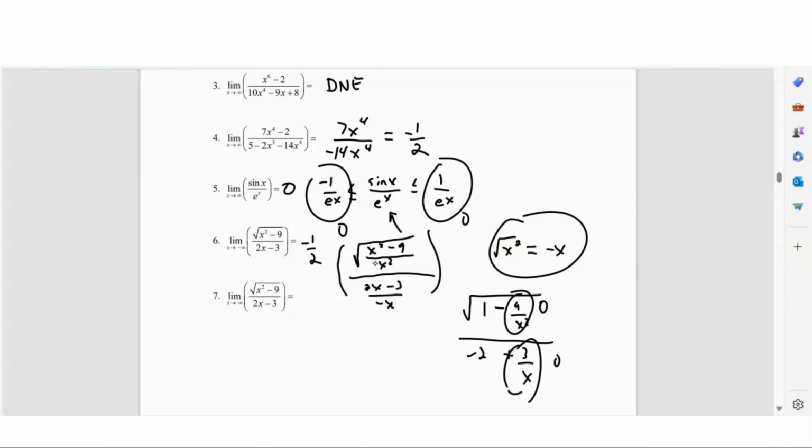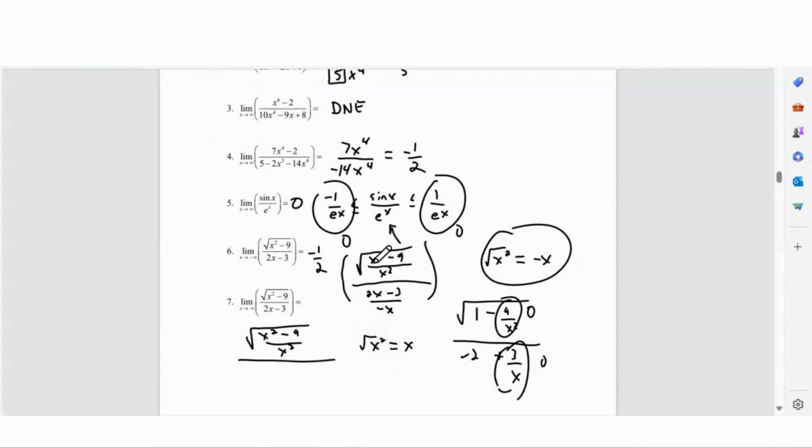And number 7 is going to work similar to that. The only difference is now we're going to positive infinity, so the square root of x squared as we're going to positive infinity equals x. So we're going to divide the top by x squared, and we're going to divide the bottom by x. And doing the same thing we did in number 6, in this case here, we're going to get positive 1/2 as our answer.